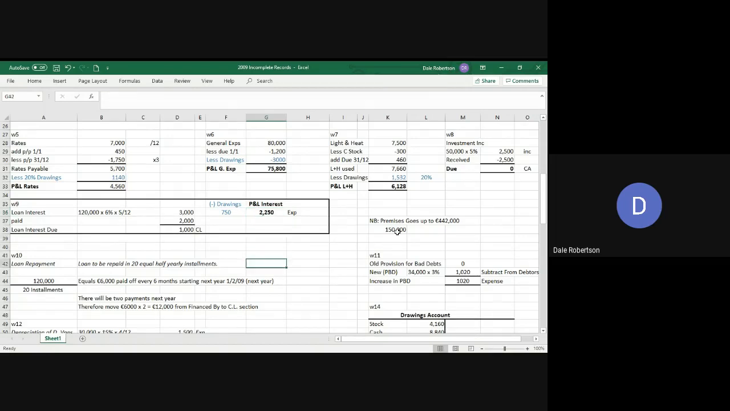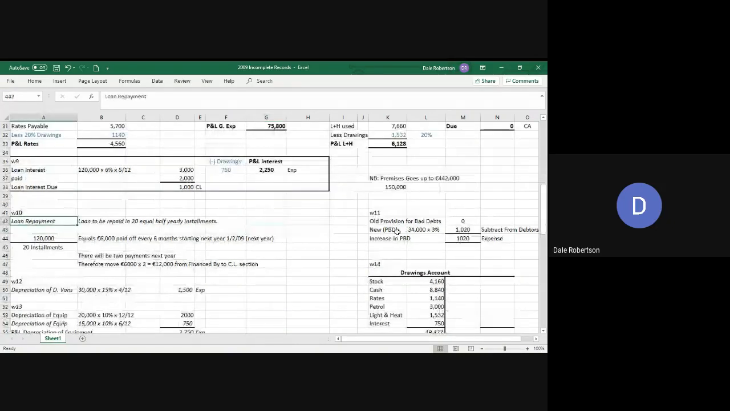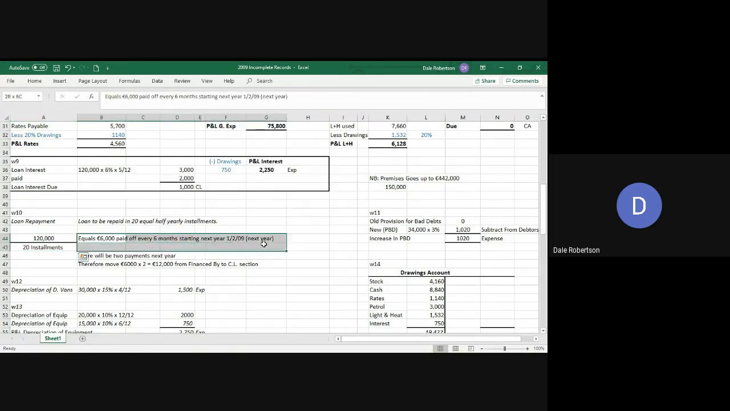Now let's look at the loan repayment for a moment. Here we go with the loan repayment. It does say that the loan is to be repaid in 20 equal half-yearly installments. So that is, a half-yearly installment is 1 installment every 6 months. How much are the installments? Well, 120,000 divided by 20 is €6,000 paid off every 6 months, starting on the first day of February next year. So that means that next year there will be 2 payments, the 1st of February and the 1st of August, I think.